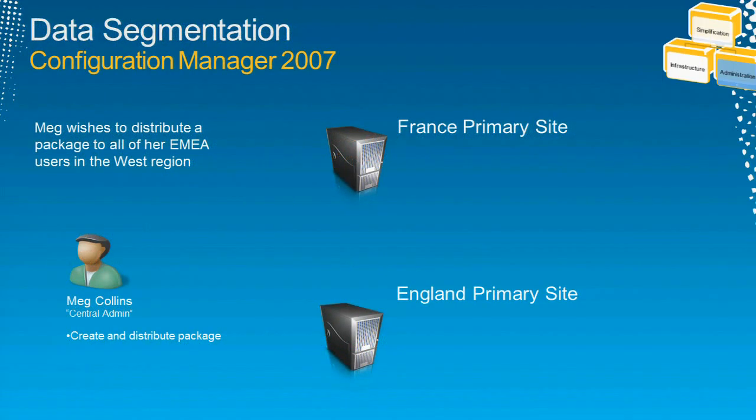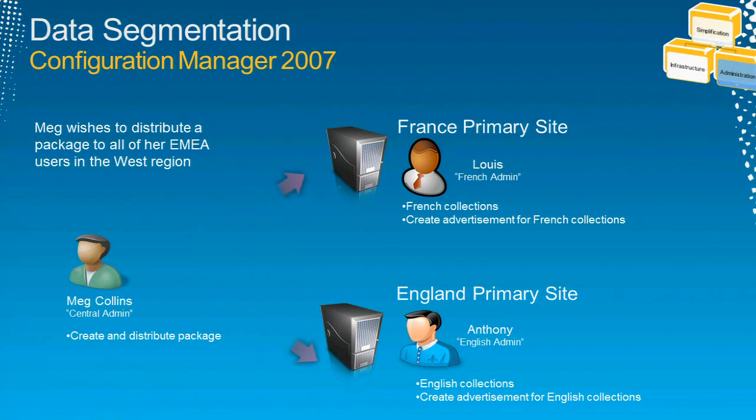I'm going to cruise through this. This is the way you do it today. Meg is the global administrator. She wants to distribute a package. You have Louis as a French admin, and you have Anthony as an English admin. So Meg creates the package and distributes it. It goes to the French site and the English site, and then the local admins would go ahead and distribute those to the local collections. So it's work for both the admins.